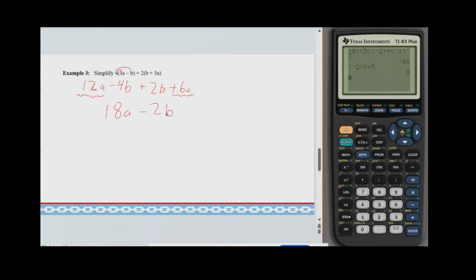Right? I cannot simplify that any further. I can't combine the a's and the b's because they're not like terms. So that is my final answer right there. The calculator is not much help on a problem like this other than if you need help with any multiplication, division, addition, subtraction, right? We can't enter in 12a minus 4b plus 2b plus 6a into the calculator.